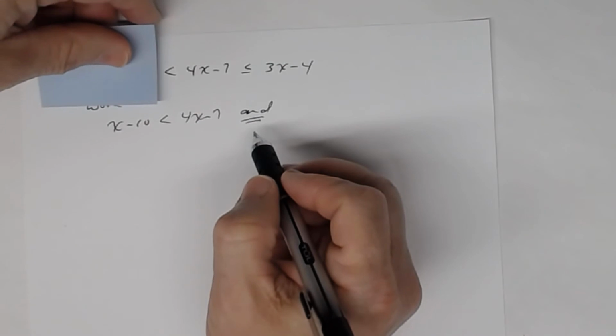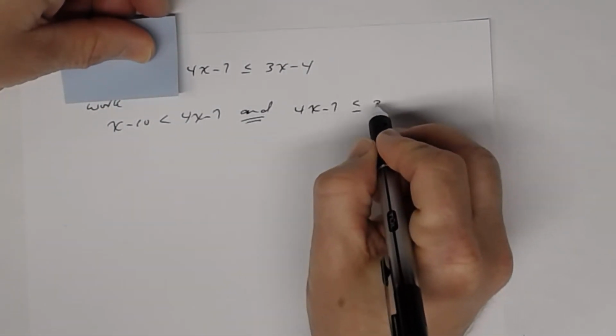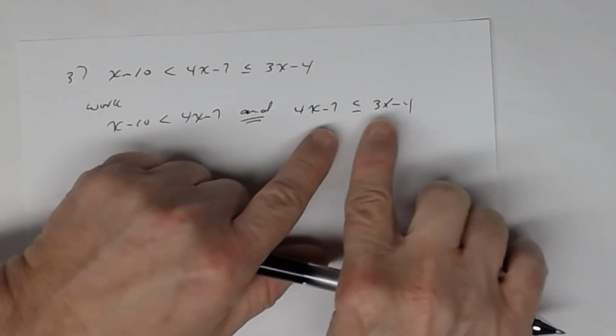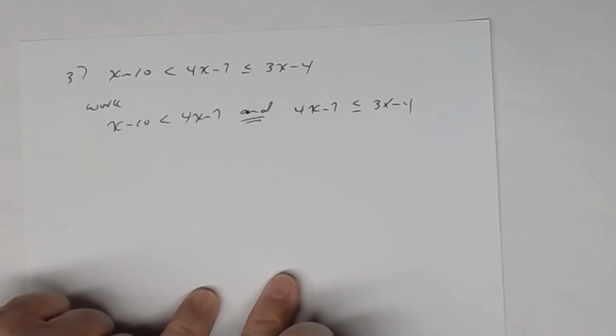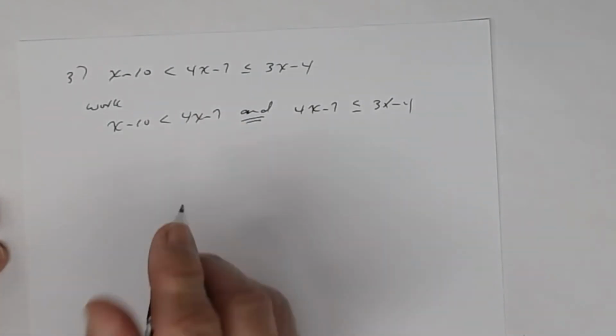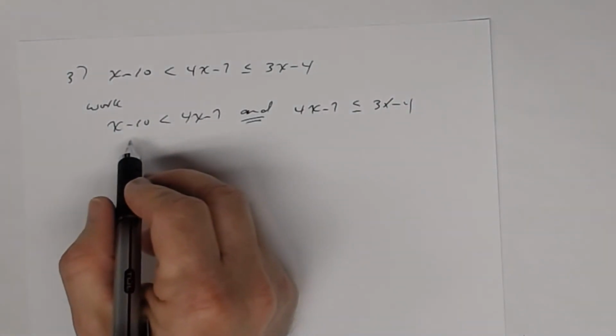And at the same time, 4x minus 7 is less than or equal to 3x minus 4. And so all you do is just solve each of those simple inequalities, and then you go from there. So this part here that we're about to do, that's the easy part because you've done this before. So let's go ahead and solve for x in the first simple inequality.